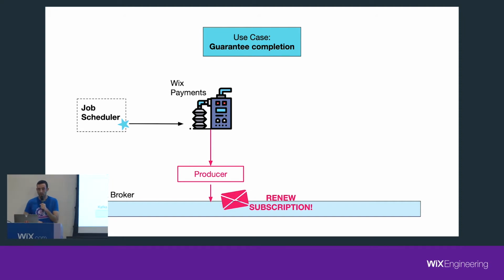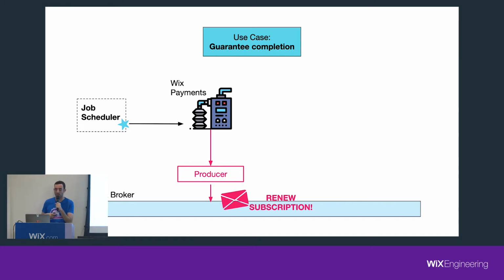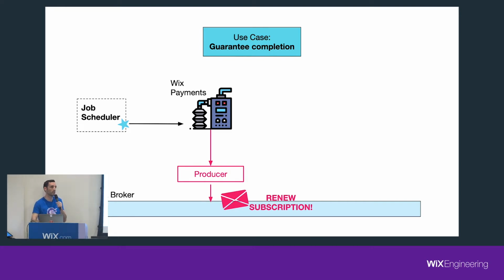So let's look at the following use case. We want to guarantee the successful completion of our business logic operation here. So we're looking at the Wix payment service. Wix payment service allows for processing of payments from the site visitors to our site owners, our Wix users. So we have the job scheduler that requires subscription renewal. Some of our site visitors have a monthly subscription or something like that for payments, and sometimes this subscription needs to be renewed. So the job scheduler sends over to the Wix payment service a renewal request.